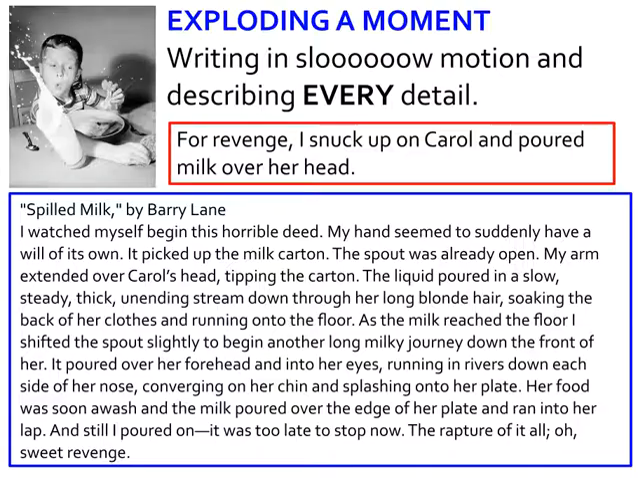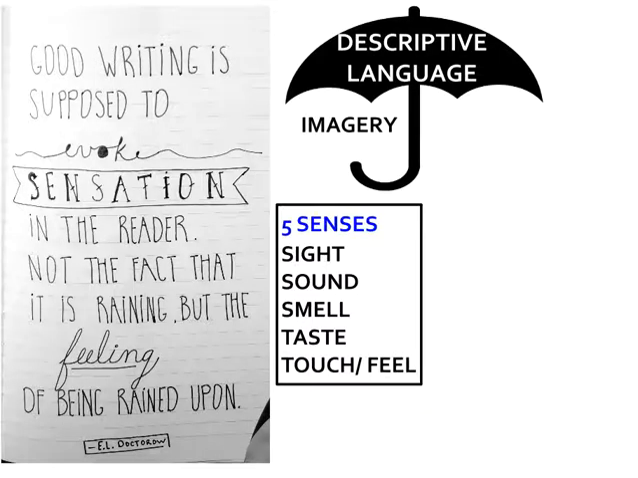So, here's your job. You're going to have 3 minutes right now to engage in a 3-minute writing prompt. Before we jump into your prompt, I want to look at a quote by one of my favorite authors, E.L. Doctorow. E.L. Doctorow said that good writing is supposed to evoke a sensation in the reader. A sensation is like a feeling or an emotion. Good writing is supposed to evoke a sensation in the reader. Not the fact that it's raining, but the feeling of being rained upon.